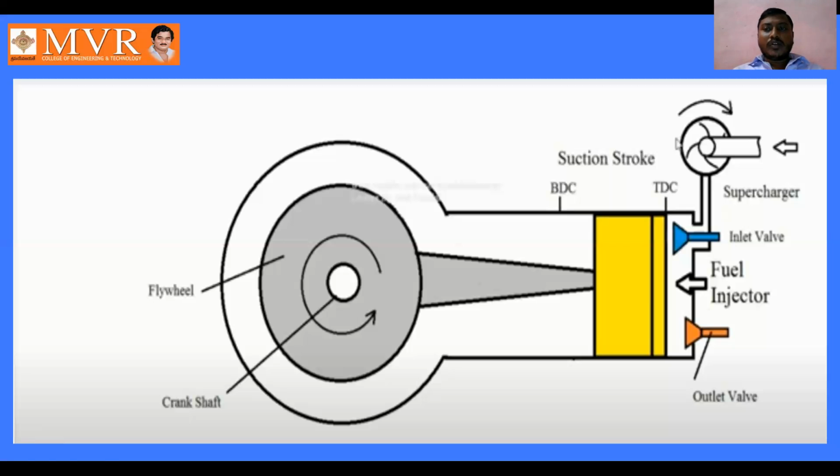This is what we are studying about the four-stroke diesel engine using the supercharger. Compared to the weight of the engine cylinder, the supercharger weight is less than that of the four-stroke cycle engine. This is the four-stroke cycle diesel engine using the supercharger.